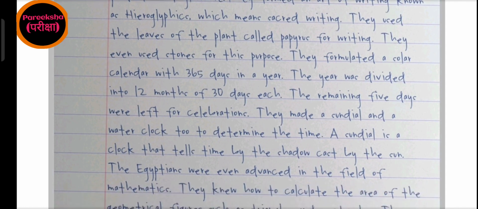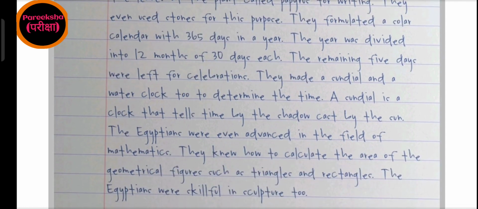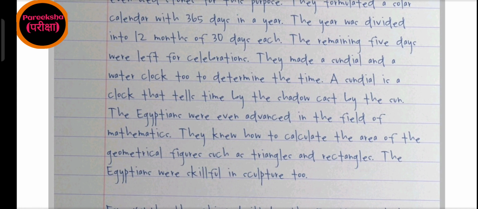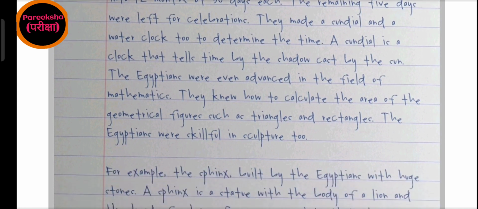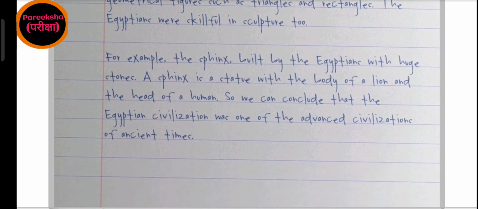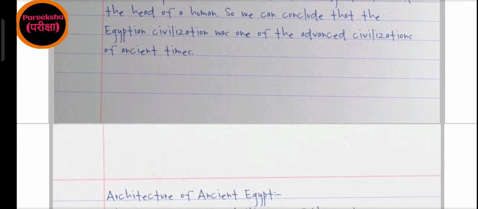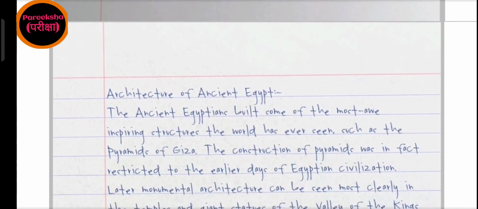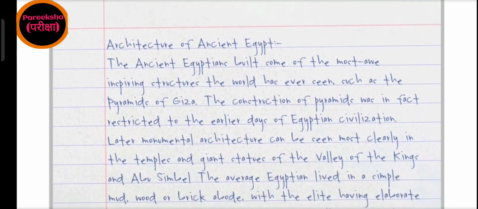hieroglyphics. They also formulated the solar calendar. These things you can mention. You can also give examples. Architecture of ancient Egypt you can mention.